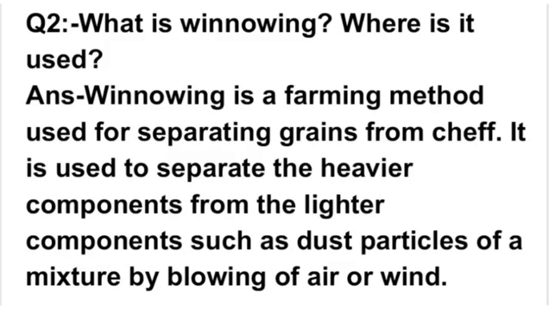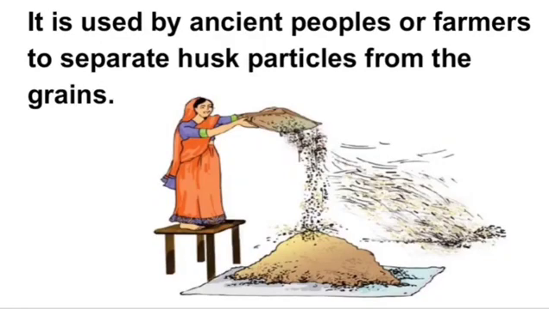It is used by ancient peoples or mostly by farmers to separate husk particles from the grain. This picture shows the winnowing method, which is used for separating the lighter particles or lighter impurities with the help of wind or by blowing the air.